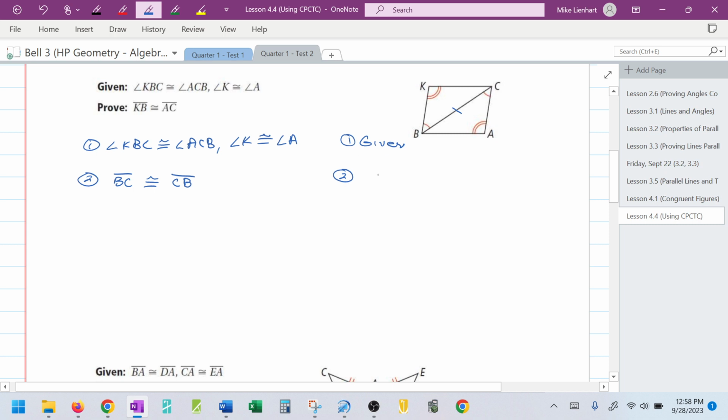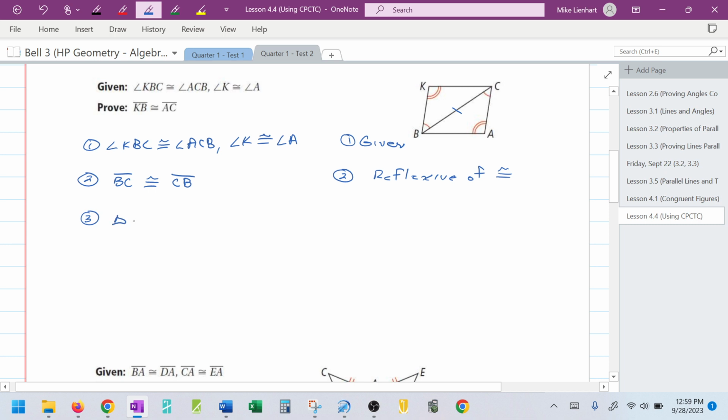So let me come back here. BC is congruent to CB. Why would that be the case? That's the reflexive property of congruence. Remember, anytime we're saying something's equal to itself, that's reflexive. So now I can say what I was saying before, that the two triangles are congruent.